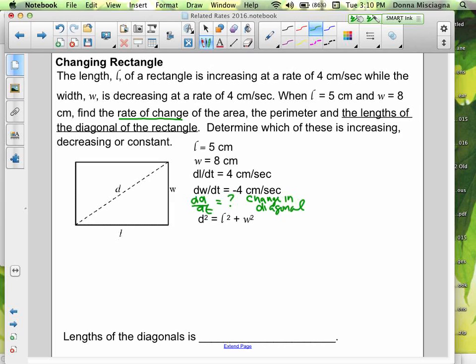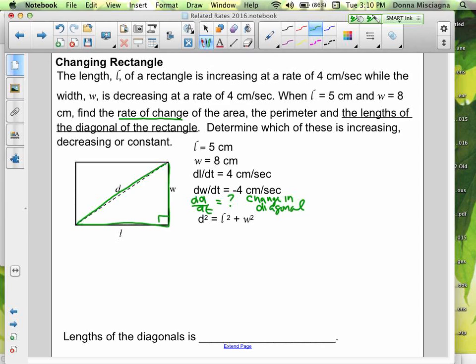So if you remember from geometry, a rectangle has a right angle there. So W, L, and D form a right triangle. So one formula that would relate the length, the width, and the diagonal, all three sides, is the Pythagorean theorem. Because this is a right triangle, it will relate all three sides. All three are changing, right? Length is changing, width is changing, and if length and width change, the diagonal may change as well.